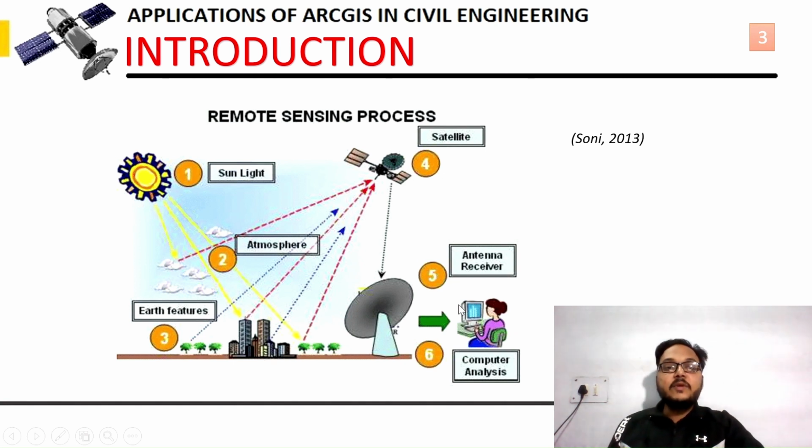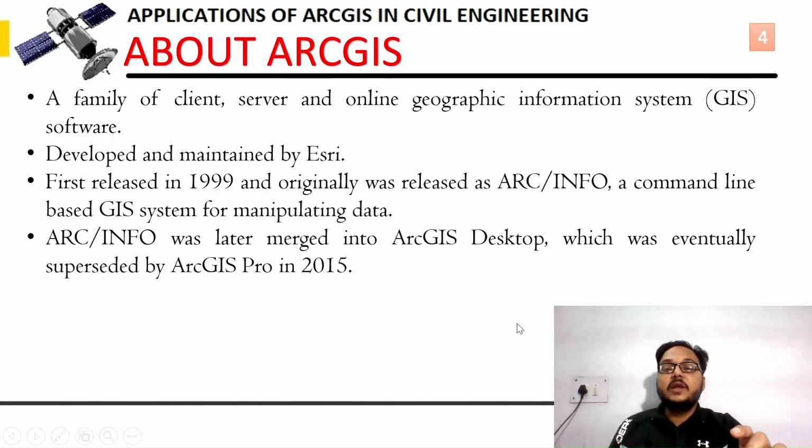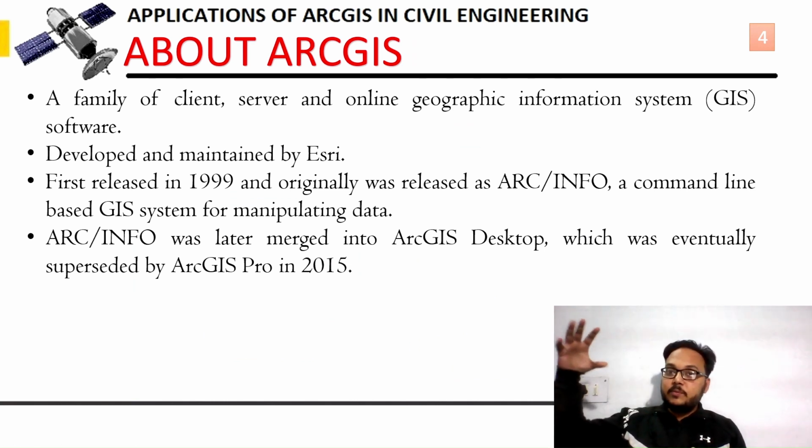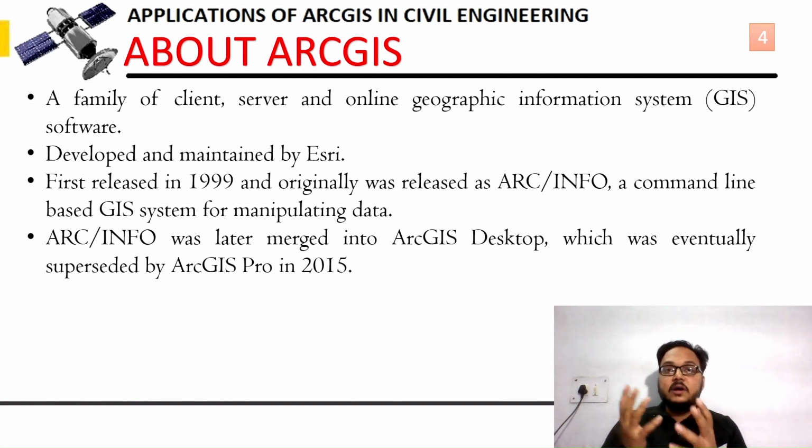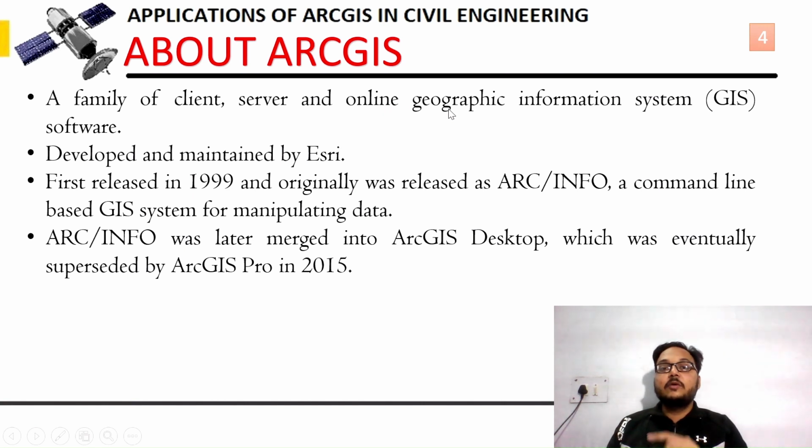So there is some brief information about ArcGIS. It is basically a family of client, server and online geographic information system. So basically we are the clients, we will be working on something, we will need something to work with, and there will be some server which will provide us the information or the data that we want to work on, and all of it is an online geographic information system.